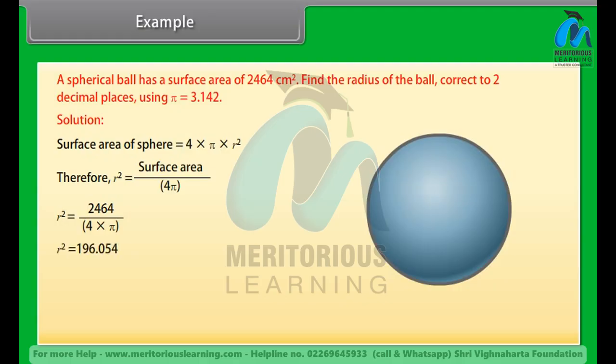r² is equal to 196.054. r is equal to the square root of 196.054. r is equal to 14 centimeter. Hence, the radius of the ball is 14 centimeter.